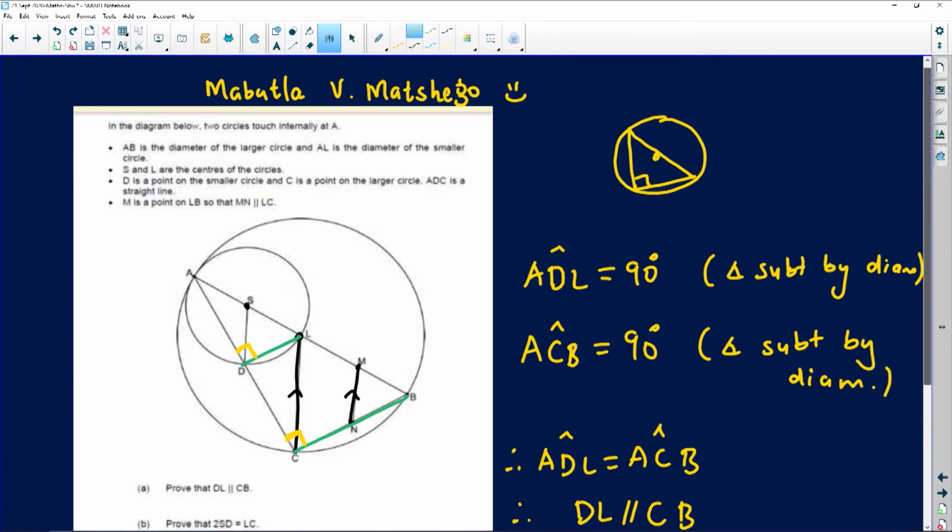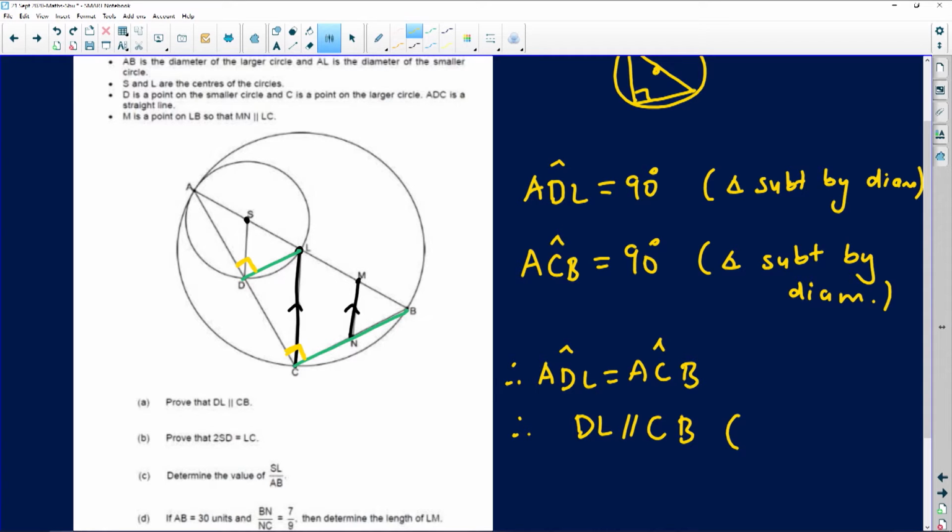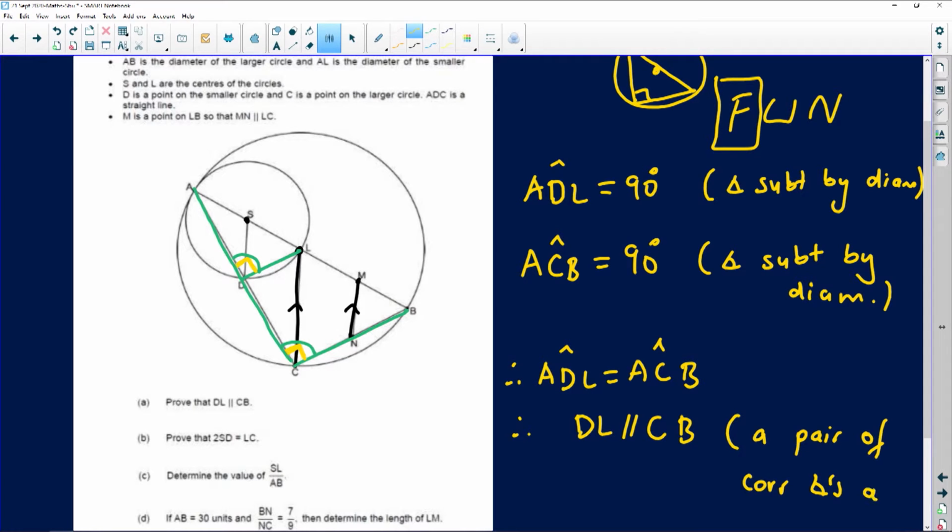The reason is a pair of corresponding angles, not alternate. I'm using the F theorem from FUN. Remember FUN? F, U, and N: corresponding, co-interior, alternate. I'm using this idea because they make a nice letter F if you look at an upside down letter F. So since these angles are equal, being a pair of corresponding angles, the lines are going to have to be parallel to each other. Very, very powerful indeed.